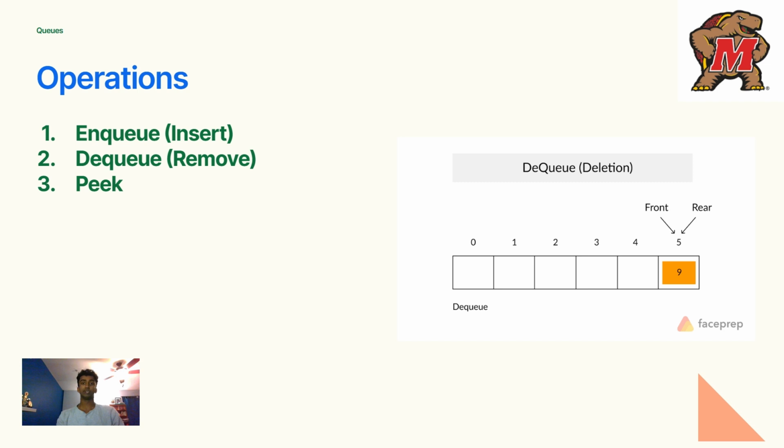The operations of a queue include enqueue, which stands for insertion, and this happens at the back of the queue or the tail, and dequeue happens at the front where we essentially pop off from the front of the queue, and peek allows us to see what's at the front of our queue without removing it.